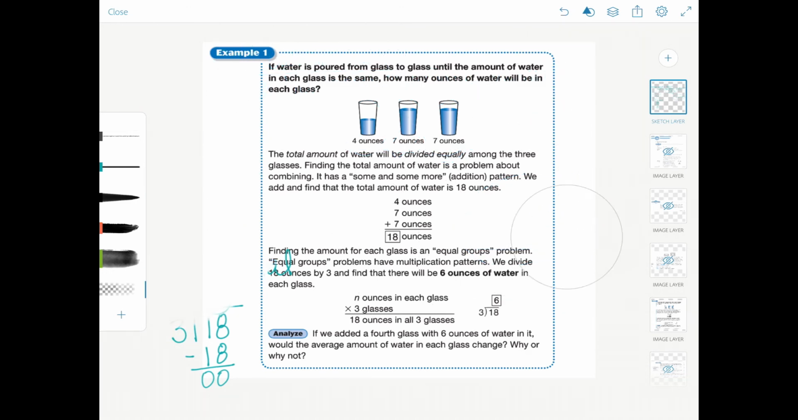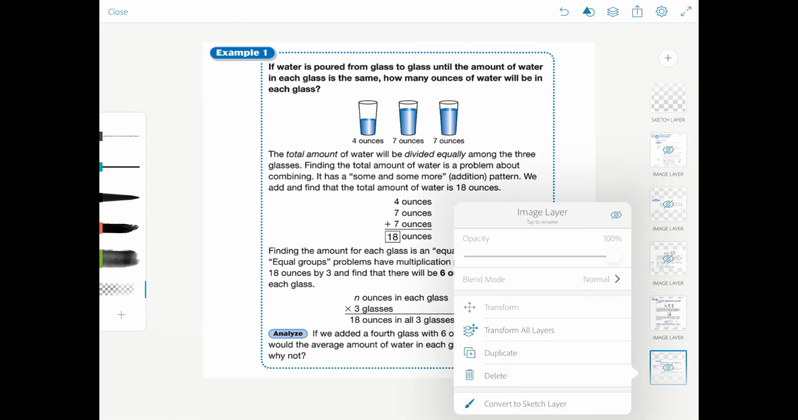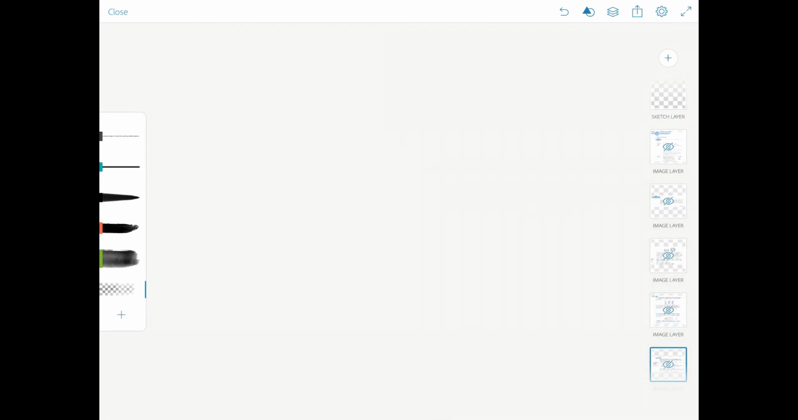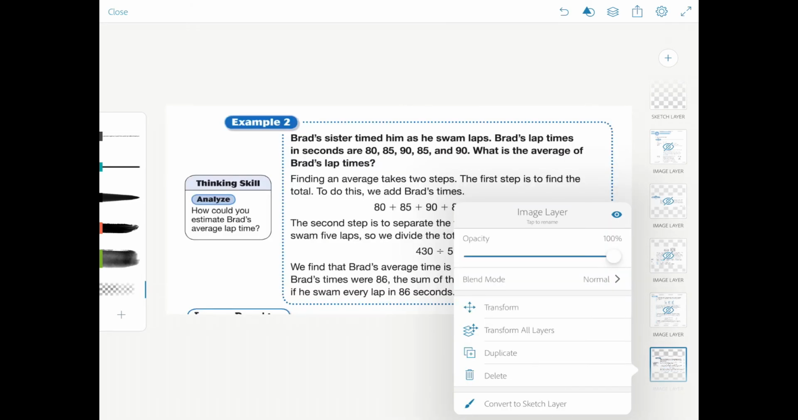So let's do another one. Let me get the next page pulled up. Hold on. It's not working. There we go.